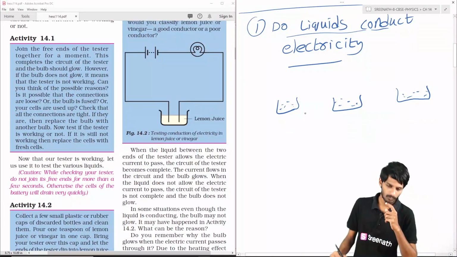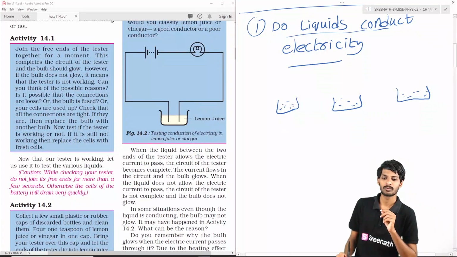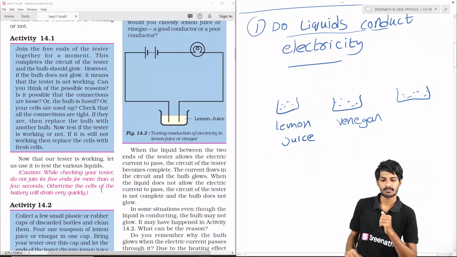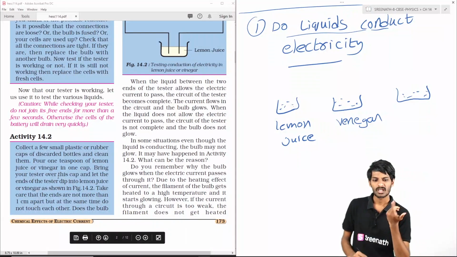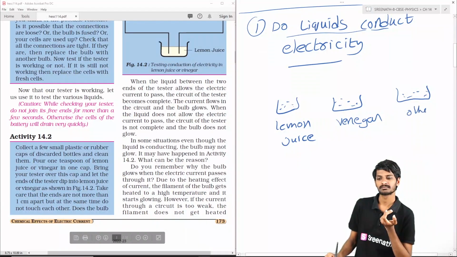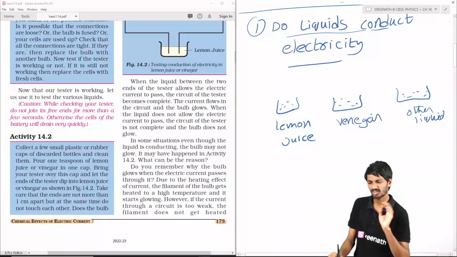In addition to the water, in one cup we'll pour lemon juice, and in another cup we'll pour vinegar. In another cup, students, we'll pour some other liquid or pure water, whatever it may be.